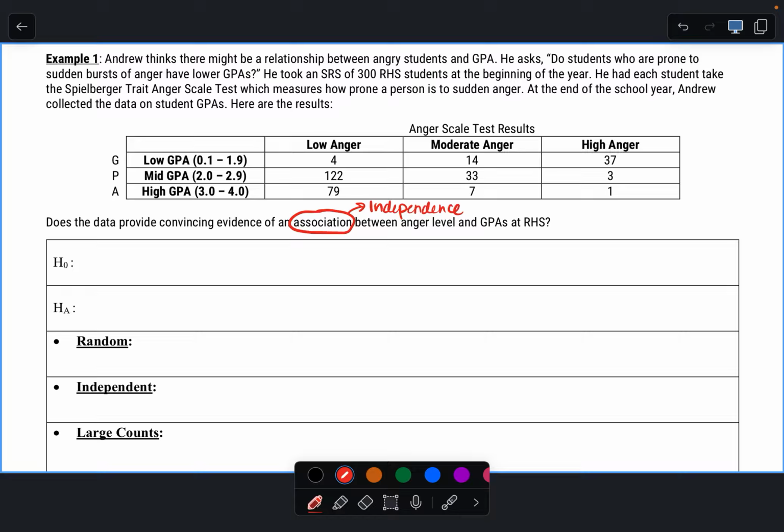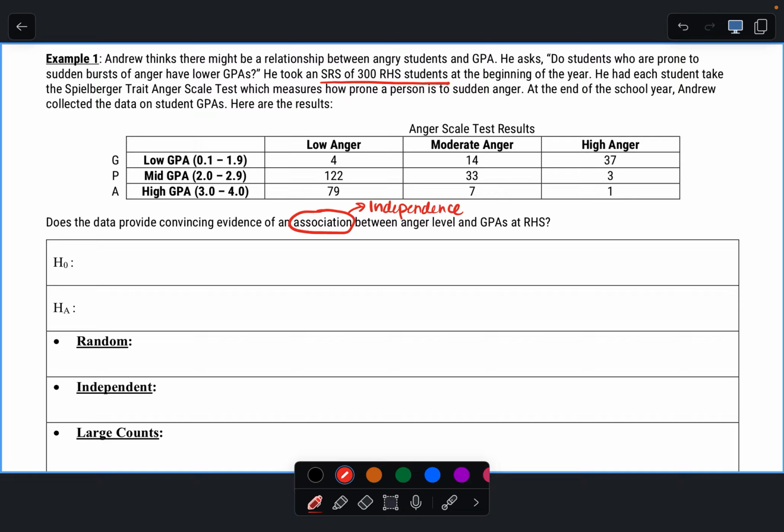Nothing else matters at that point. Now, say for instance, you saw it, but you can't remember if association was homogeneity or independence. The next thing I would jump to is how did they collect their sample? In this case, they took an SRS of 300 RHS students. Yes, eventually they sorted them into high, low, and middle GPAs, but they did not sample separately. Because we have a single sample, that also leads us to a test of independence.